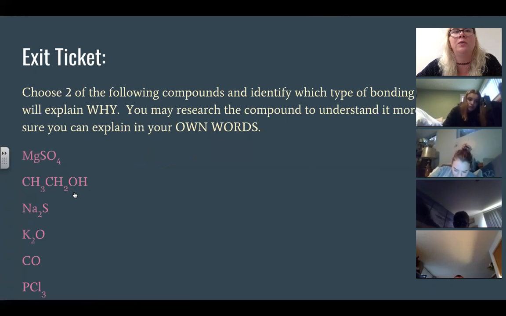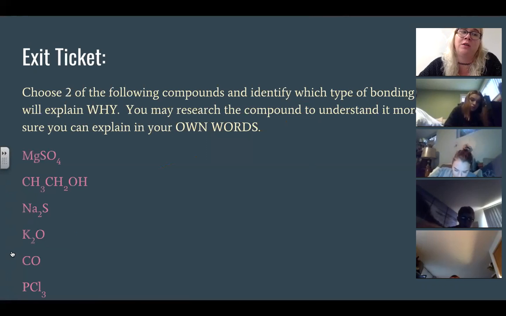But before you do, I want you to try to figure out, just looking at it, what do you think? Would it be ionic? Would it be covalent? Would it be something else? Are you not sure? What would the bonding look like? Would it be a single bond, a double bond, a triple bond? What would happen so that these elements can bond?